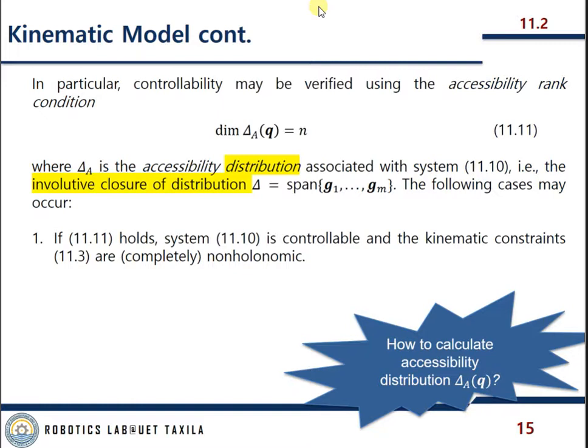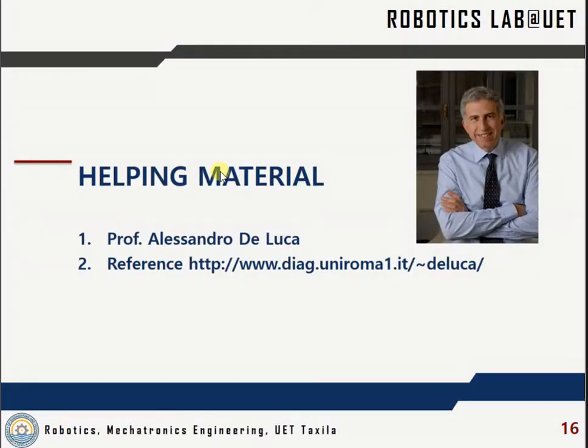I'll discuss what accessibility distribution is, how we calculate it, and what is meant by involutive closure. So let's begin. I took this helping material from the website of Professor Alessandro De Luca. I'm sorry for my pronunciation. He is an Italian professor, a great professor. His lectures are on his website, and it's awesome.